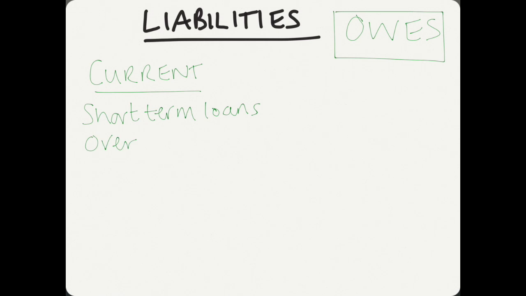Overdrafts. Now, an overdraft is where the bank allows you to borrow more money than you've got in your account for a short period of time, and it has to be paid back with interest. Creditors are current liabilities, and these are people the business owes money to. So usually it's suppliers.